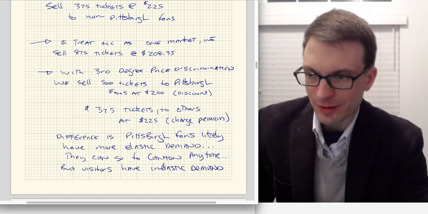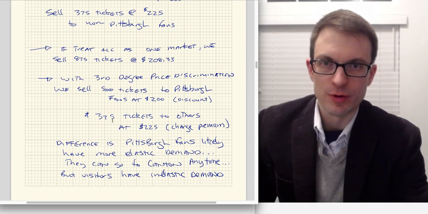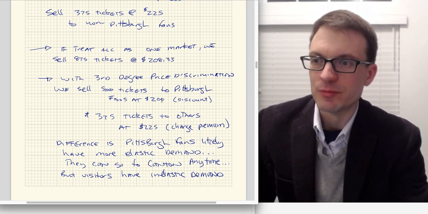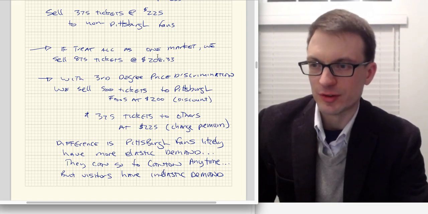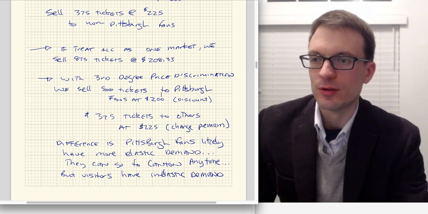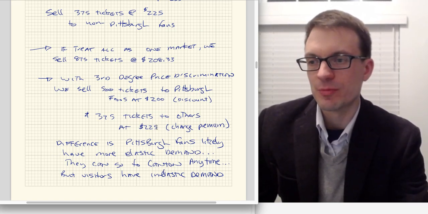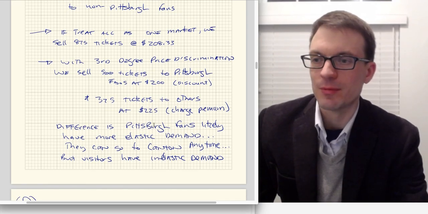So looking at the comparison to the single market, I'm going to sell the same number of total tickets, right? 875 either way. I'm just going to give a discount relative to this single price of $208.33 for my relatively elastic demanders, and I'm going to charge a premium for my relatively inelastic demanders.